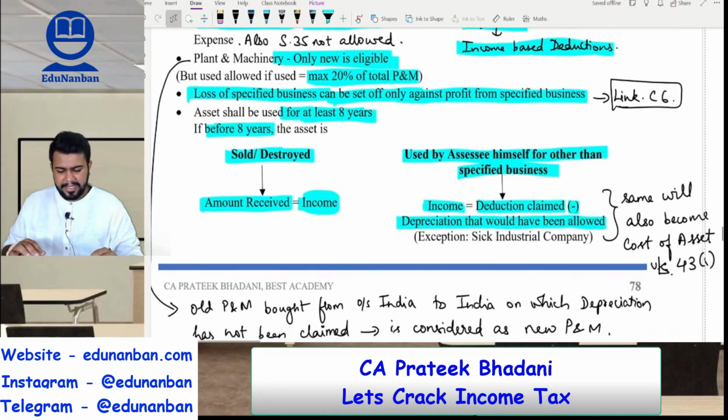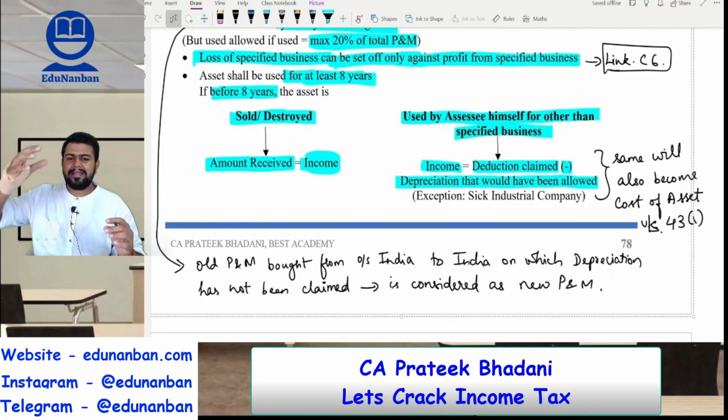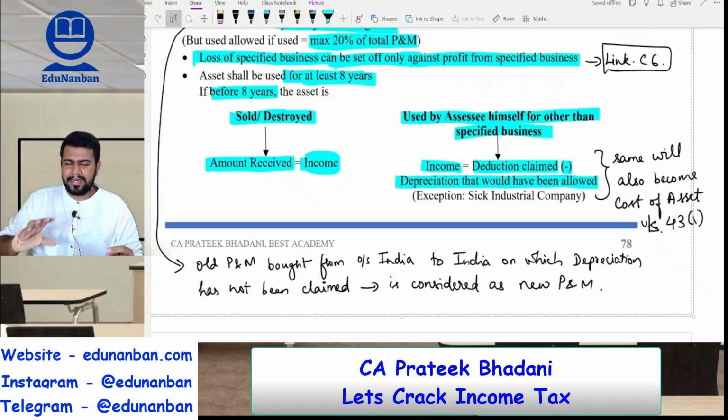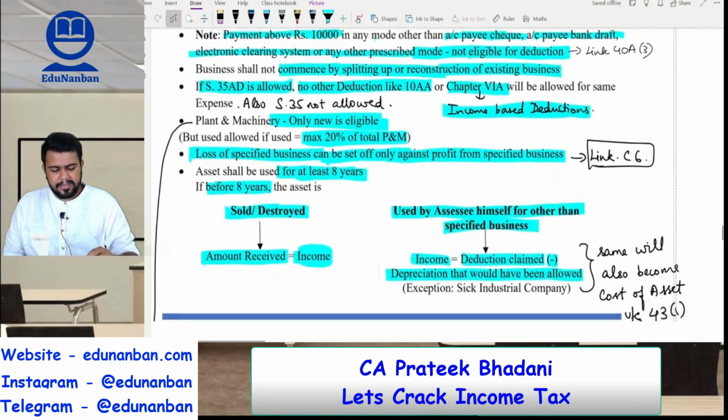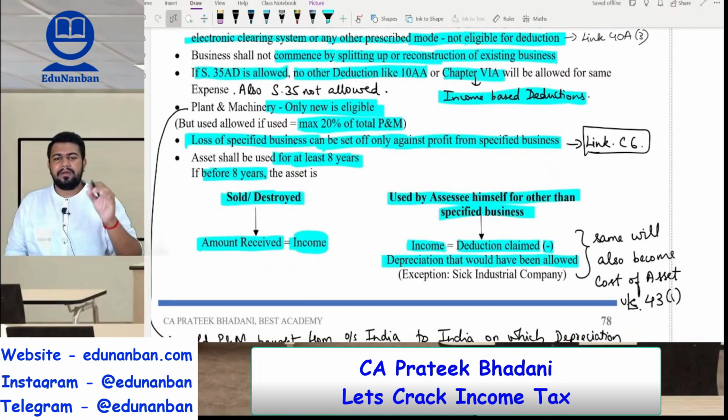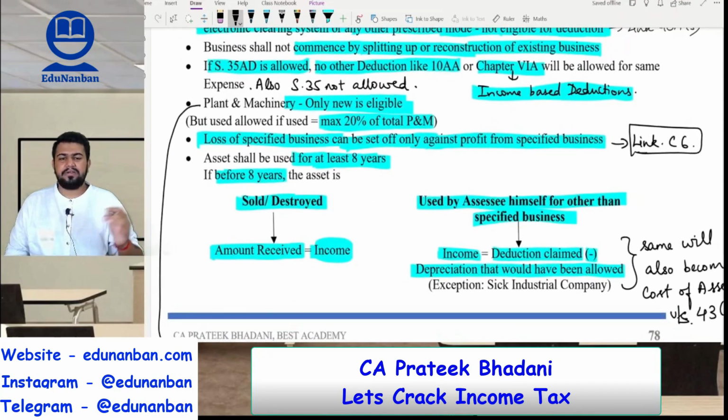And one more thing, if there is an imported plant and machinery, that is a plant and machinery which was used outside India and now it is brought into India, it is also considered as new plant and machinery if no depreciation has been claimed on such plant and machinery. Okay. So this was new plant and machinery. Next, if there is any loss from the specified business, then it can be set off only against the profit of specified business, and loss of specified business can be carried forward for infinite number of years.